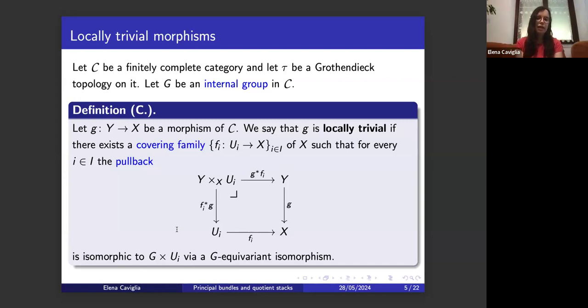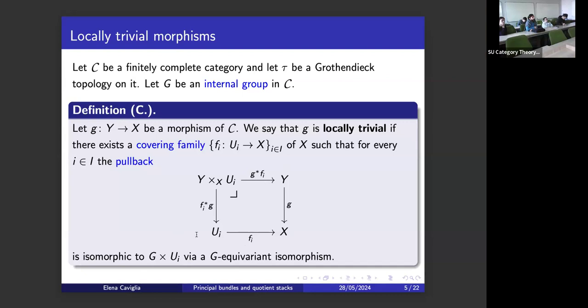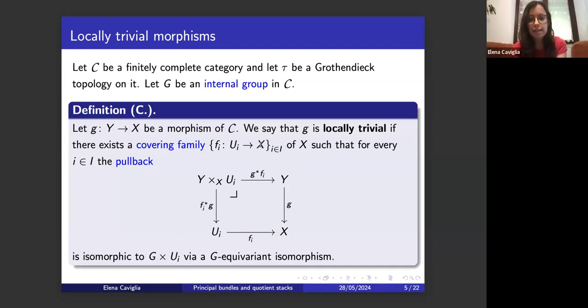And if you look at this definition and think about it in the case of topological spaces with the standard topology, what we get is that here the f_i are just inclusions. And so every time we compute the pullback, this is the same thing as computing a restriction. And so we get the classical definition that we saw at the beginning of the talk.